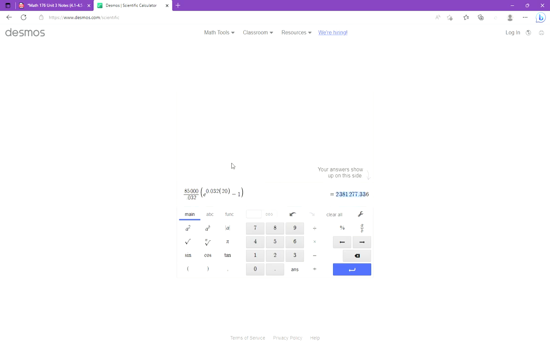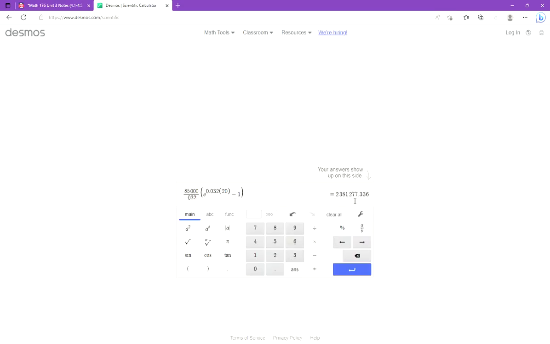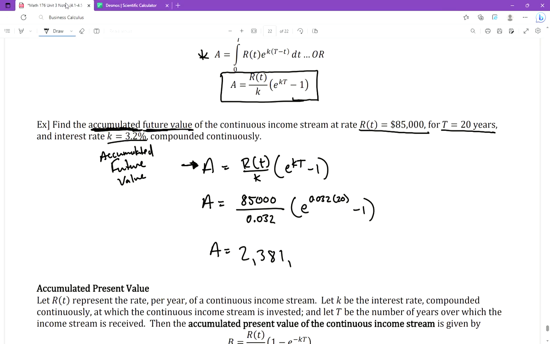So we have 2,381,277 and 34 cents. There we are, done. That's how we can find the accumulated future value.